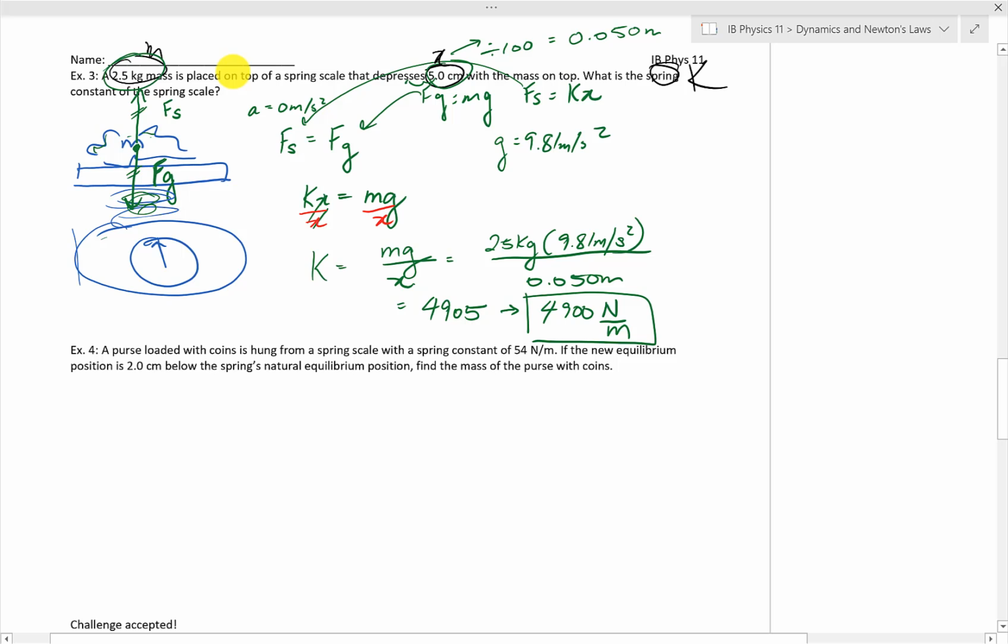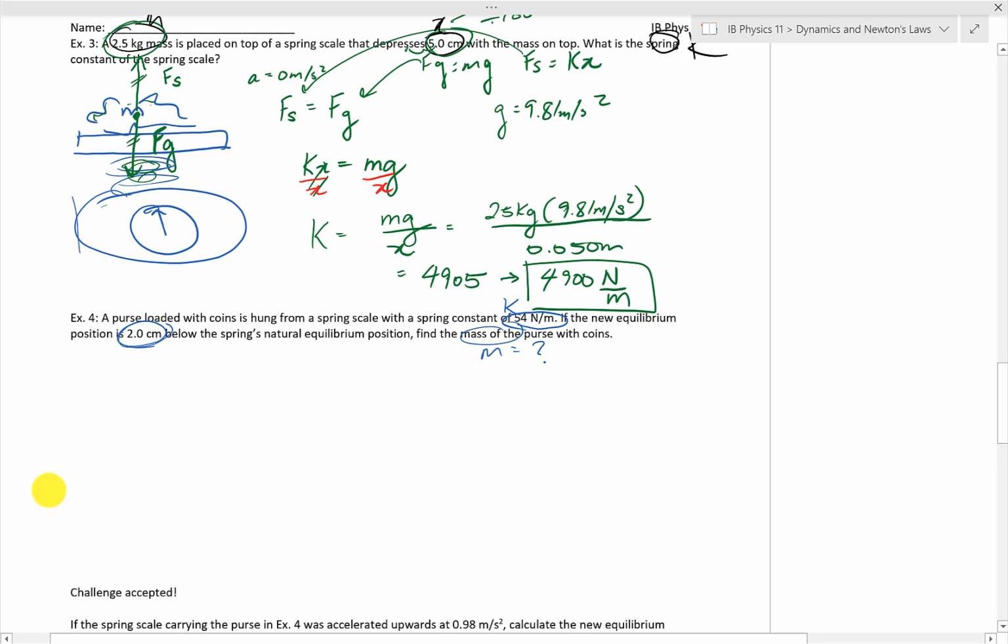A purse loaded with coins is hung from a spring scale with a spring constant of 54 Newton per meter. The new equilibrium position is 2 centimeters below the spring's natural equilibrium position. Find the mass of the purse with coins. So that's what you don't know. And you might be wondering what this natural equilibrium position is, what is this new equilibrium position, what does it mean?